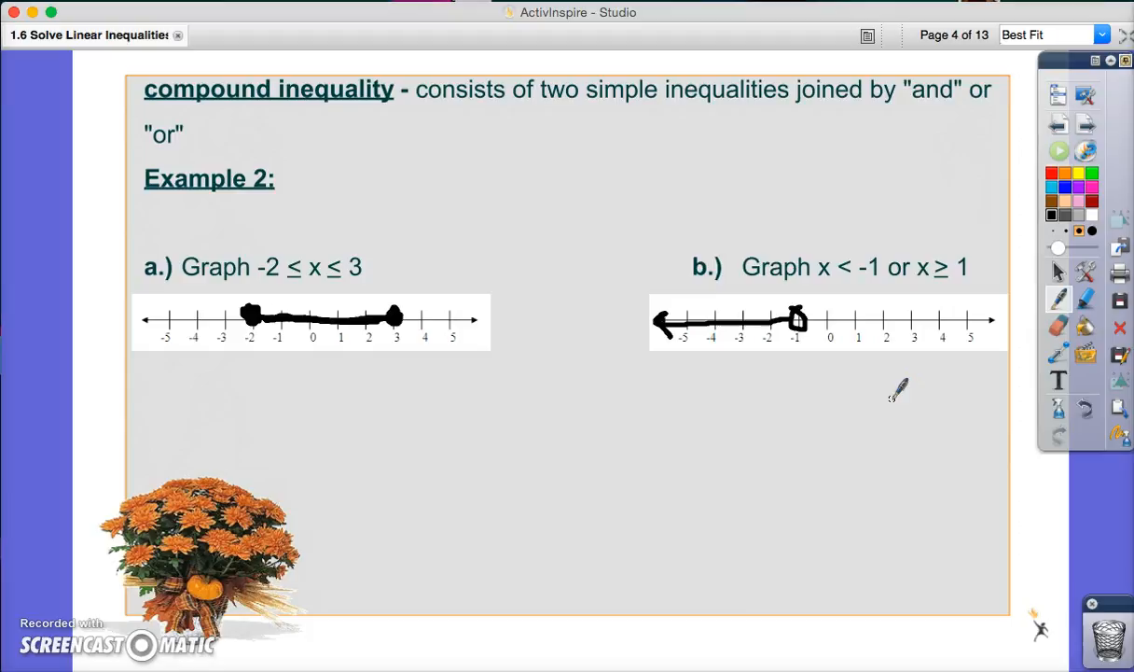And the other part is x greater than or equal to 1. So let's find 1. It's "or equal to," so color it in. And it goes to the right because it's greater, it gets bigger. So let's assess and take a look at what happened here.